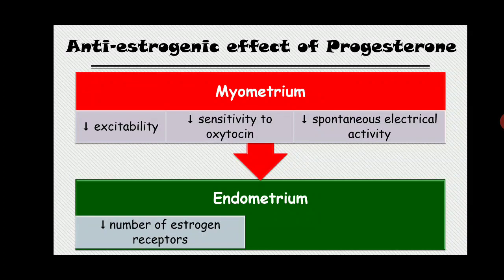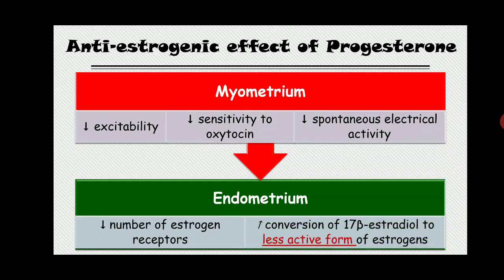Second thing it will do, it will even make estrogen less active. How? It will increase the conversion of estradiol to a less active form of estrogen. See, 17 beta estradiol is the most active form of estrogen. Progesterone will increase the conversion of this active estrogen into less active estrogen. Got it? So these are the effects of progesterone over the myometrium and endometrium. By doing this, progesterone makes sure that pregnancy is preserved.